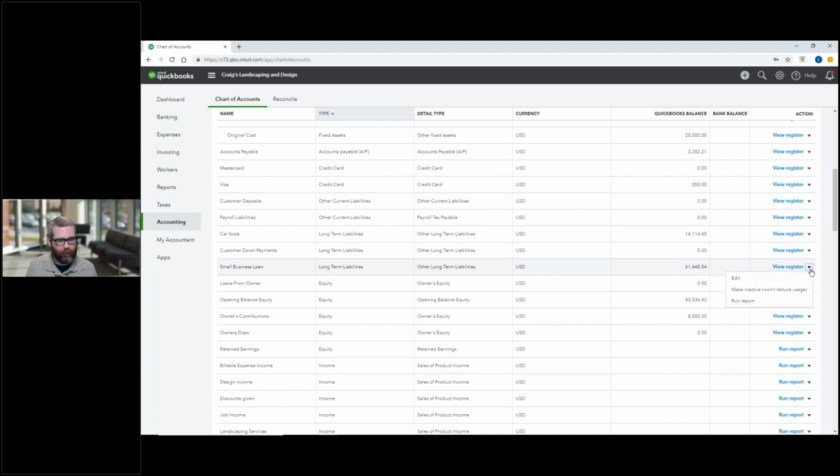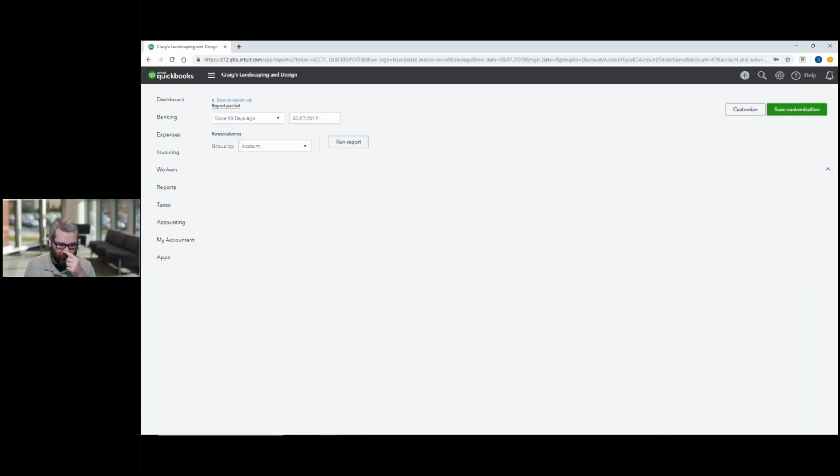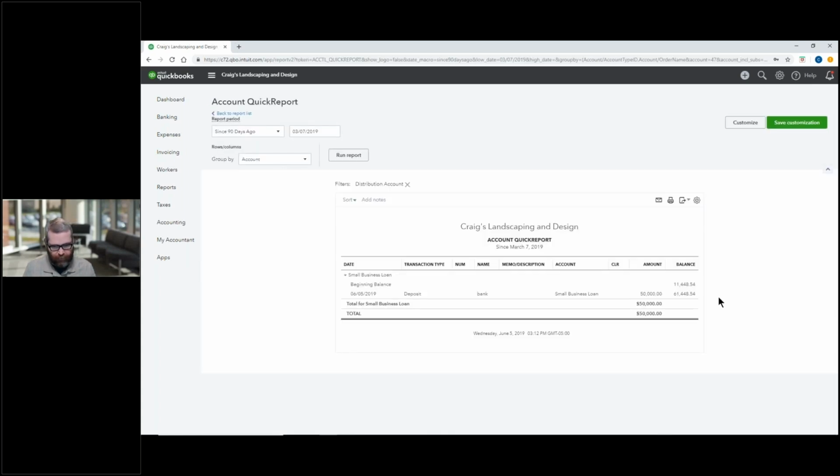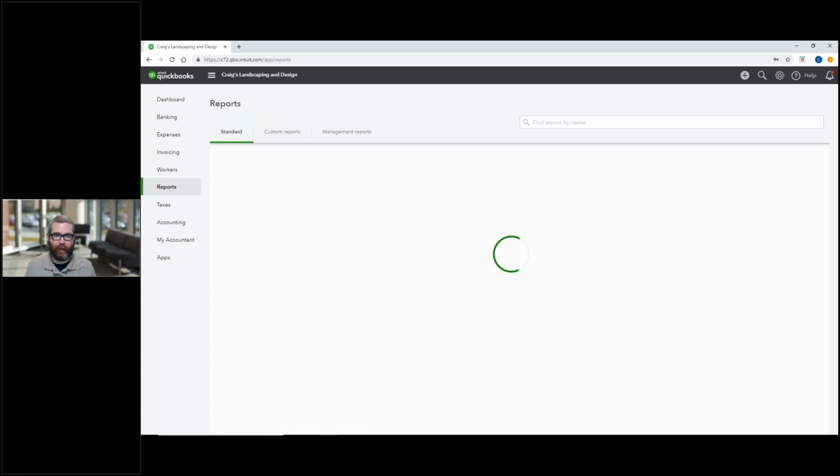I can go ahead and look at a report over here. Just click that drop down arrow and then run a report, and I can see the individual transactions that make up that total. But here's that $50,000 right there that we just borrowed. So two sides to a transaction: where the money's coming from, where the money's going to. Every transaction in QuickBooks is like that.